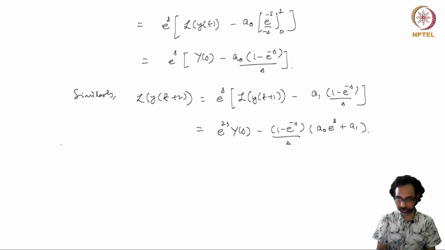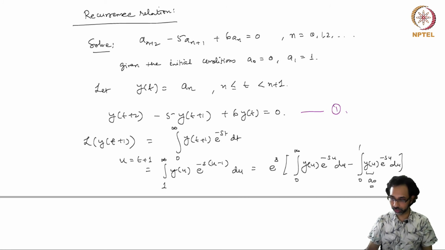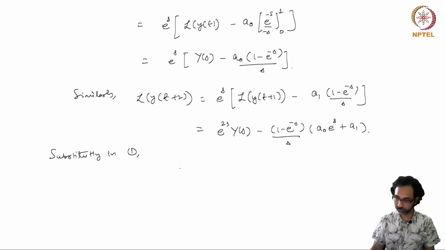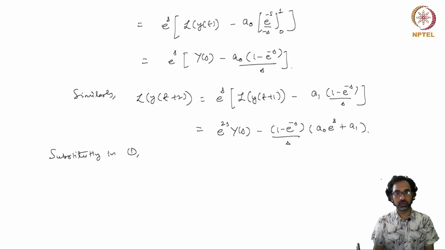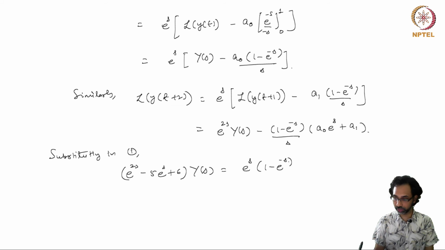times a_0 e to the power s plus a_1). So if we substitute these in this difference equation, this is our difference equation 1, we get the following equation: (e to the power 2s minus 5 e to the power s plus 6) times Y(s) equals e to the power s times (1 minus e to the power minus s) over s, using the fact that a_0 equal to 0 and a_1 equal to 1 given as initial values for our recurrence relation.